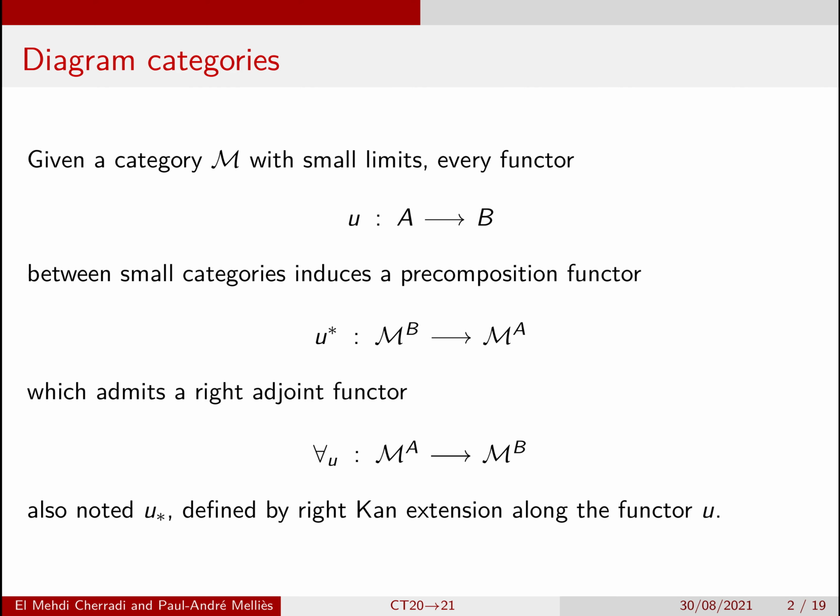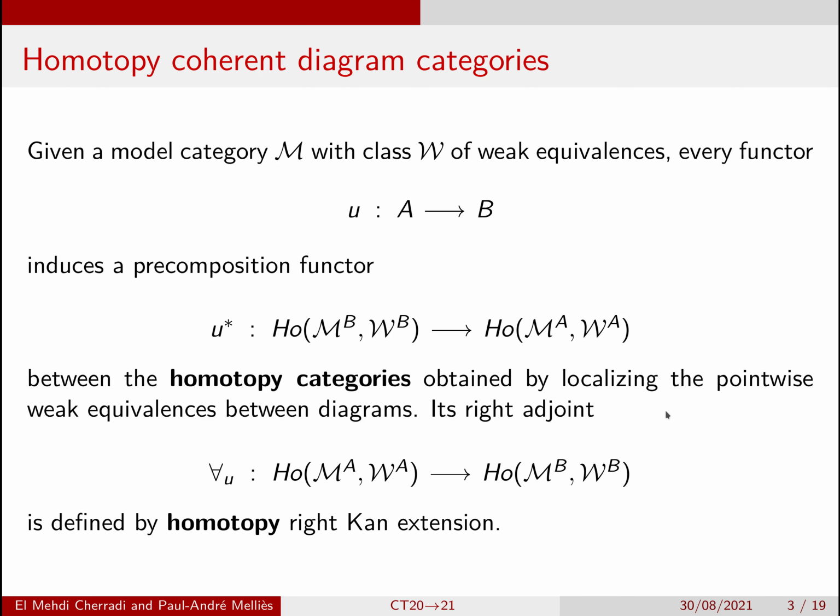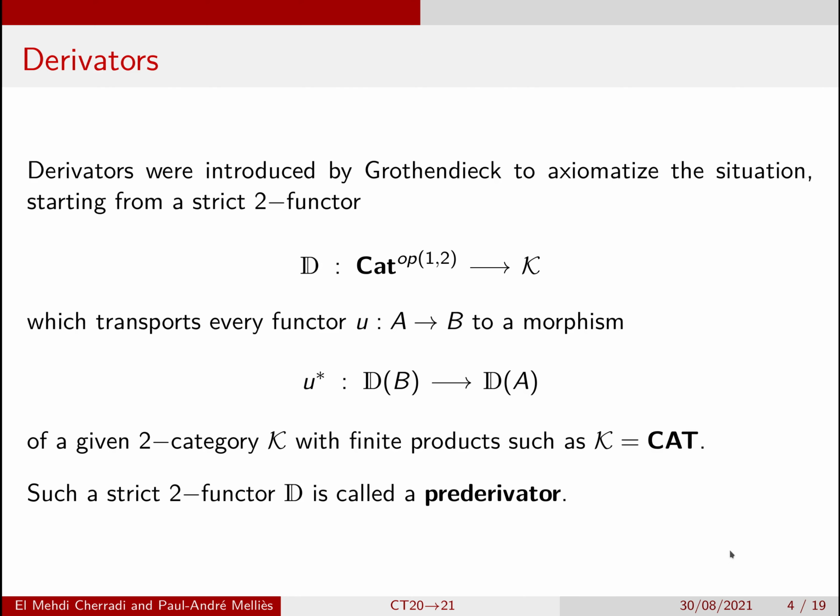Now we can add homotopy to this setting. Just consider a model category M with a class of equivalences W. Then every functor between small categories induces, this time, a precomposition functor between the homotopy categories, where we take the localization with respect to the pointwise weak equivalences between diagrams. It now has a right adjoint defined by homotopy right Kan extension.